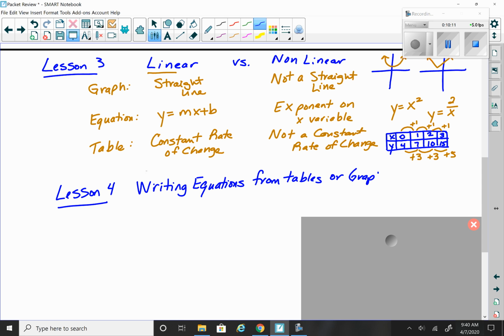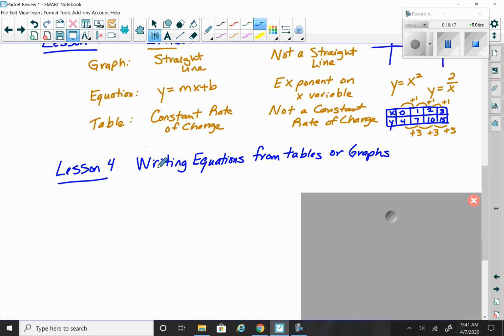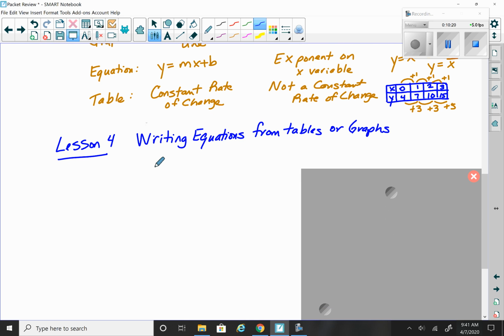Can you write an equation given a table or a graph? So I'm going to start with the one that I think is the easiest, and that's the graph, because we did this actually in a previous unit. So I think trying to write an equation from a graph for you guys should be easy because it is something that we have seen before.